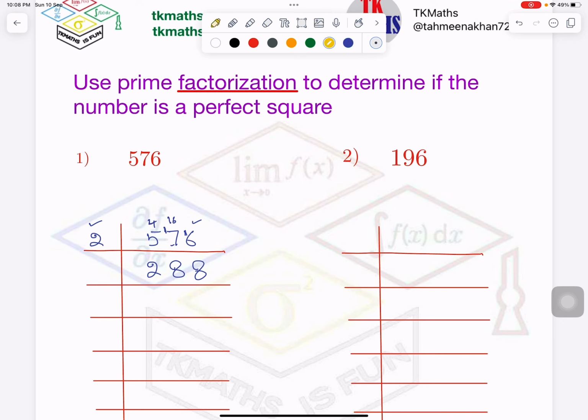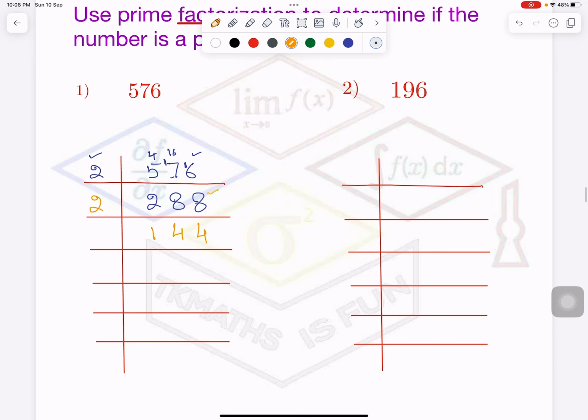Again the last digit is 8. So I will start with the table of 2 again, even number. 2 ones are 2, 2 fours are 8, 2 fours are 8. Now once again I will start with 2 because the last digit is even, which is 4. So now it is, for example, 2 times 0 is 1 because I cannot go more than 1.